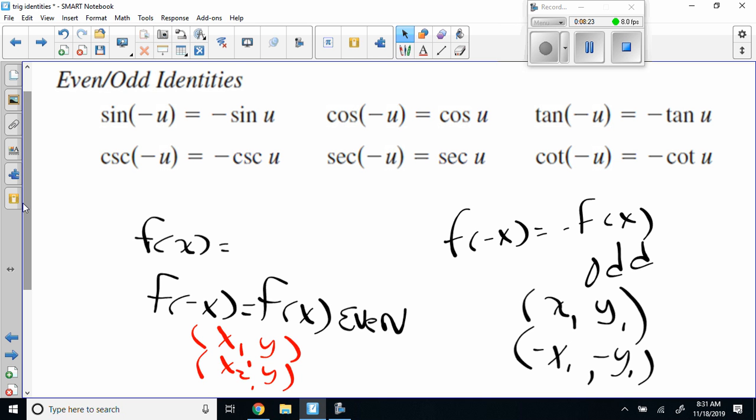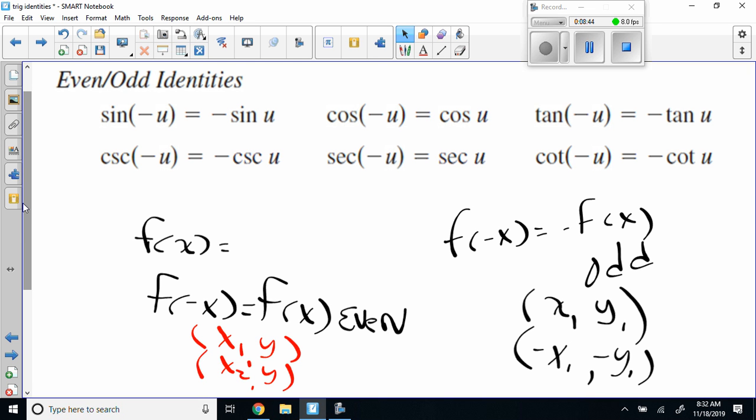If you got 2 points, when you plugged in negative x into it, evaluated it, and you got out the same numbers but different signs, then it would be odd. And of course, the combo of positive, negative, and all that stuff still applies on that, okay?